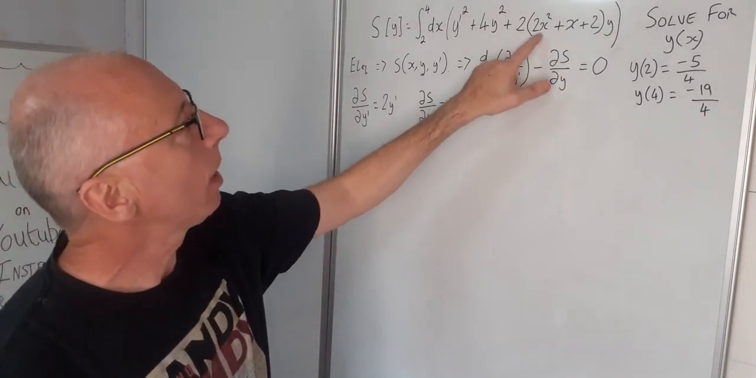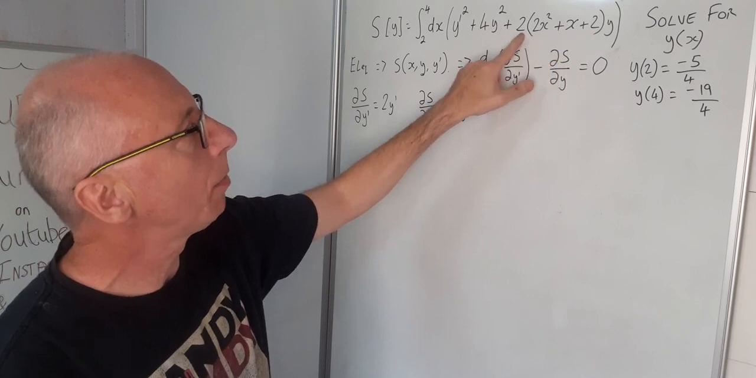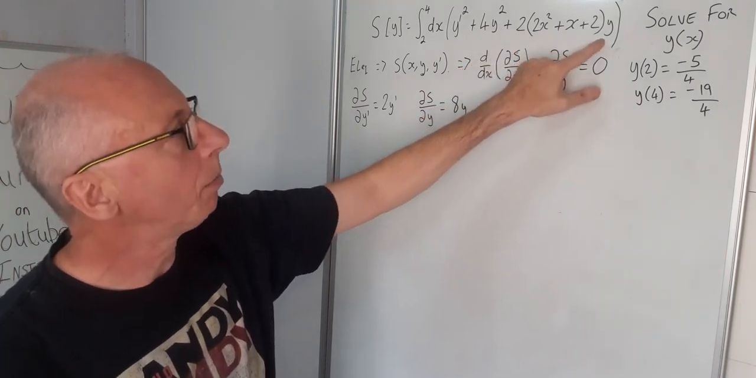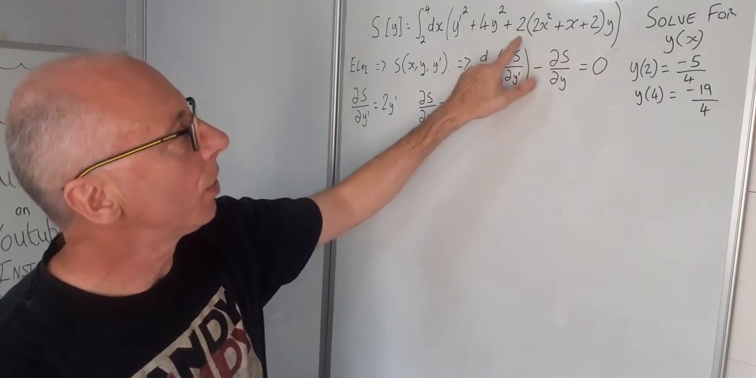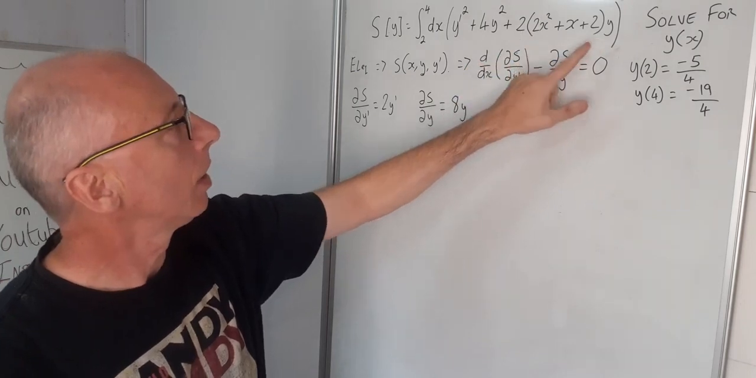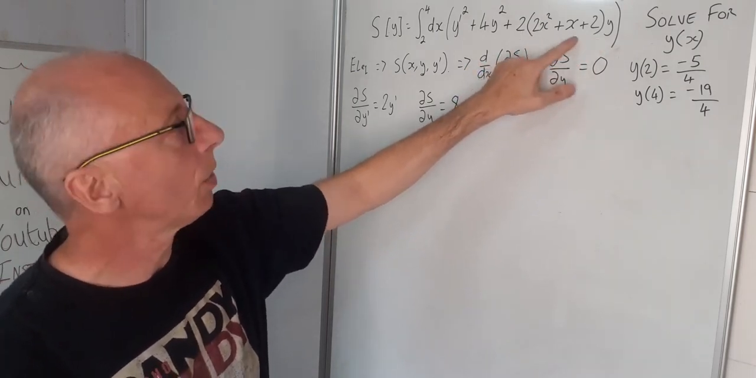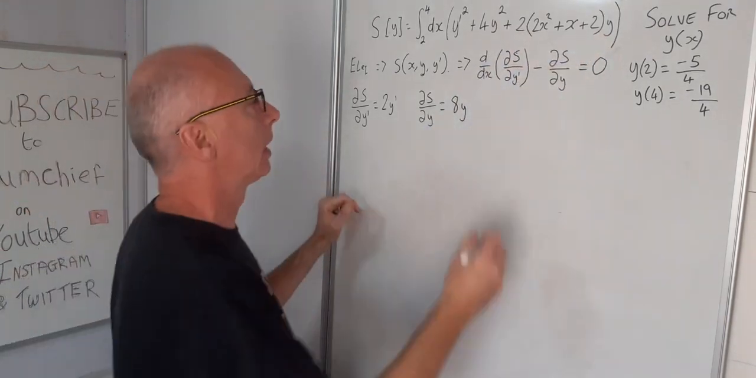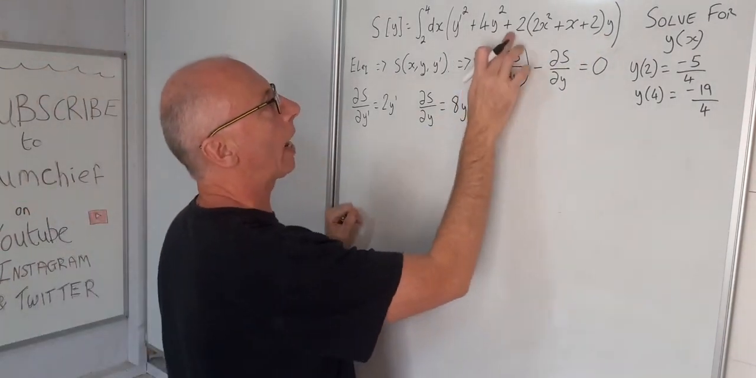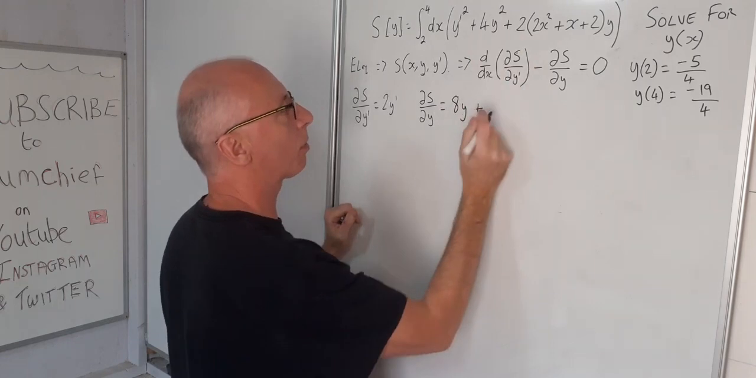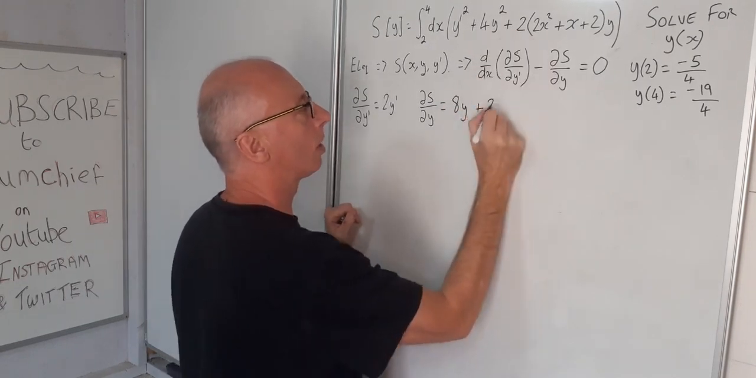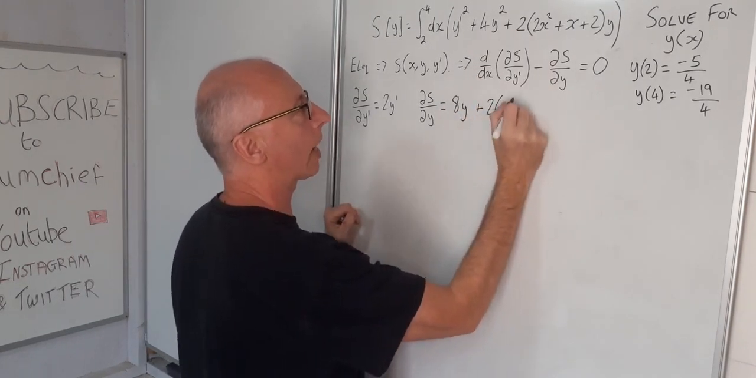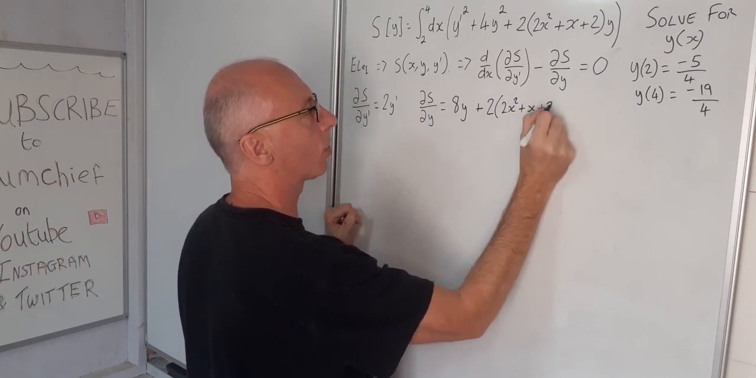And then this one here, we've got the quadratic multiplied by 2 multiplied by y. So for the derivative of that as a partial with regards to y, all we're going to do is just drop this y. So here we're going to add, so it still stays as a positive 2, and then the quadratic, 2x squared plus x plus 2.